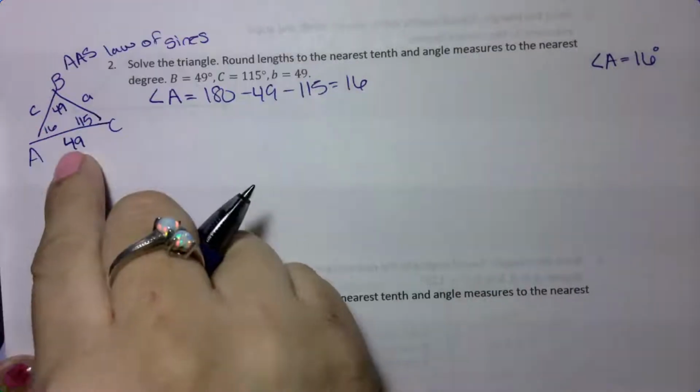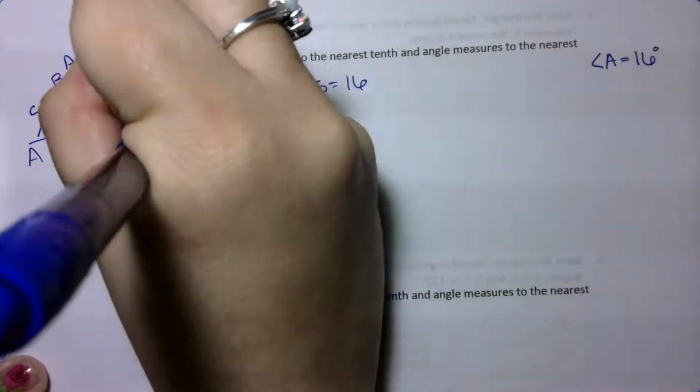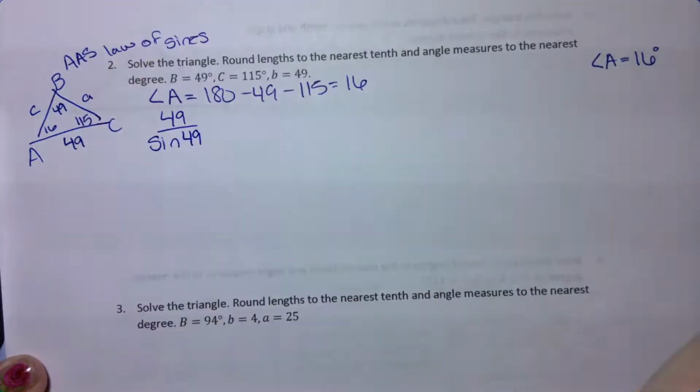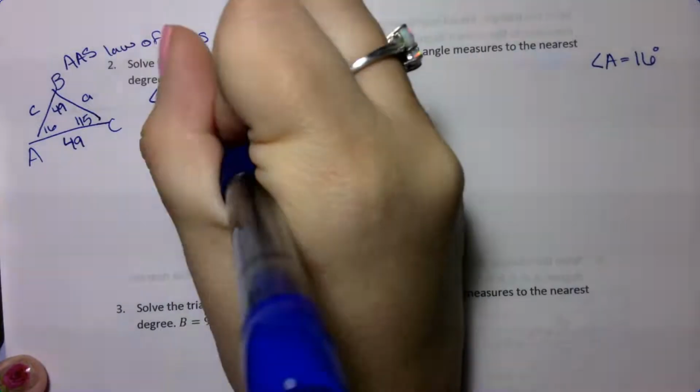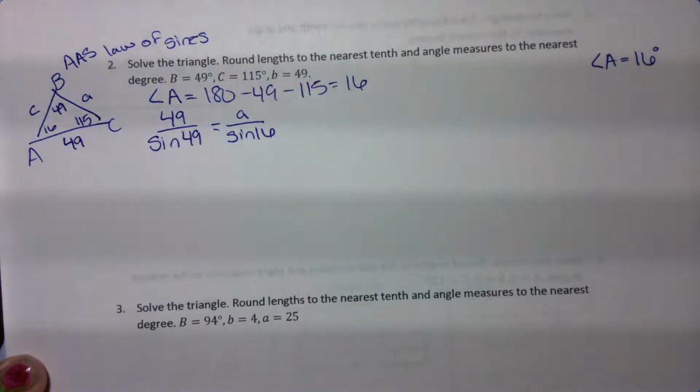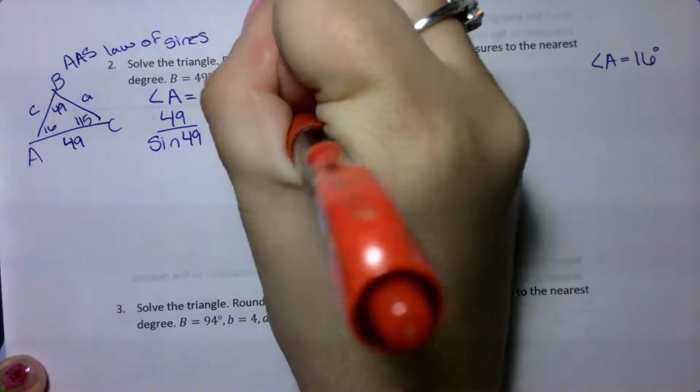So my side length for B is 49. And then I have sine of 49, because that was my angle measure there as well. Then my side length for A, and this one is 16 degrees. So just like on the last problem, I want to isolate my variable. I'm going to multiply both sides by sine of 16.